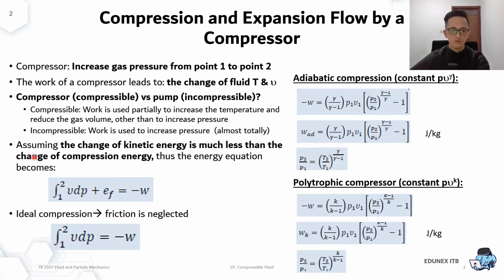Why? For a pump, we're working with liquid, an incompressible fluid, so almost all of the work supplied to the pump will be used to increase the pressure without any partial use for increasing the temperature or even the density. Meanwhile, in a compressor, because of the characteristic of the gas itself, a compressible fluid, some of the work is used partially to increase the temperature and to reduce the gas volume. Hence, only some of the work can be used to increase the pressure.